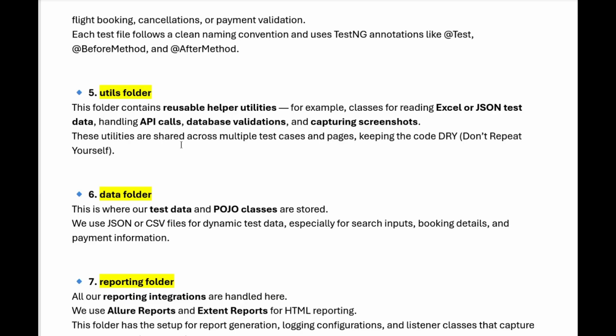Number 5. Utils folder. This folder contains reusable helper utilities, for example, classes for reading Excel or JSON test data, handling API calls, database validations, and capturing screenshots. These utilities are shared across multiple test cases and pages, keeping the code DRY. That means don't repeat yourself.